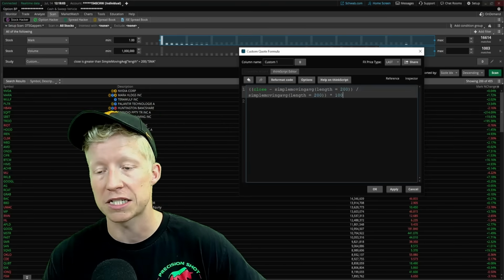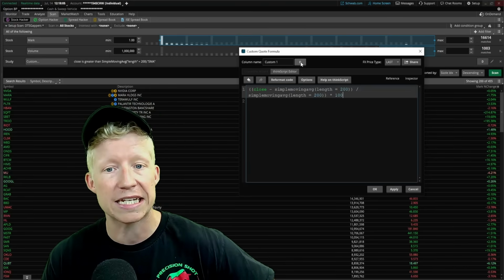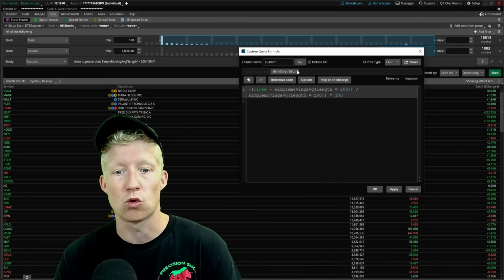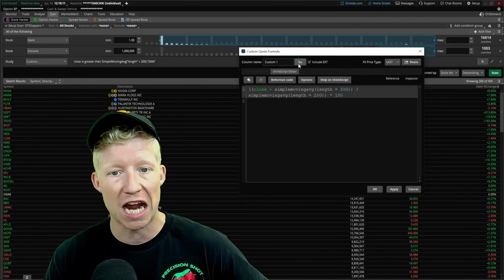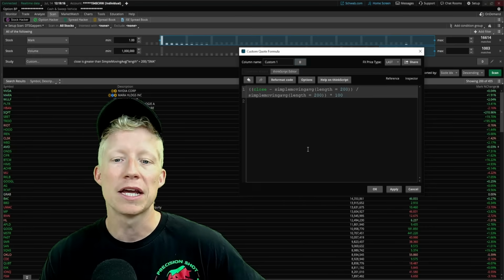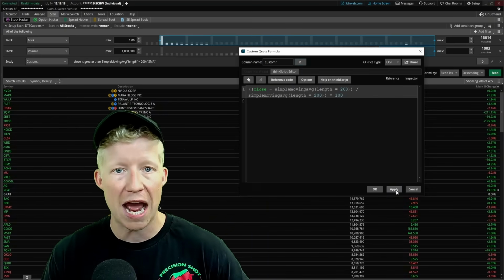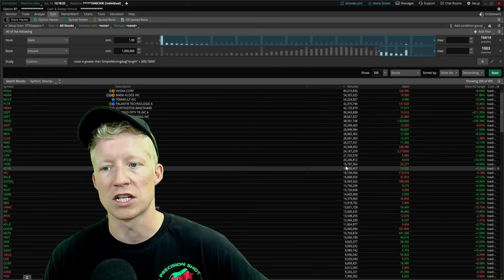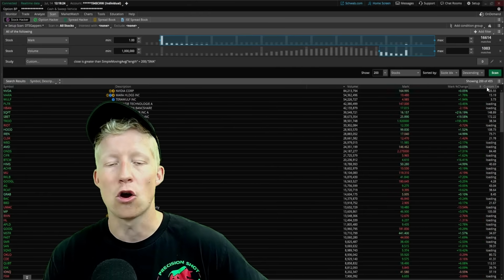And guess what? Within custom columns as well, you can run this on any time frame. If, instead of the daily, you wanted to see which stocks were the most above their 200 simple moving average on the 5-minute, you would change it simply from this drop down here. I'm going to leave it on the daily for now. Just wanted to make you aware of that. Hit apply, hit OK. Make sure, of course, it's running in your current set and hit OK.